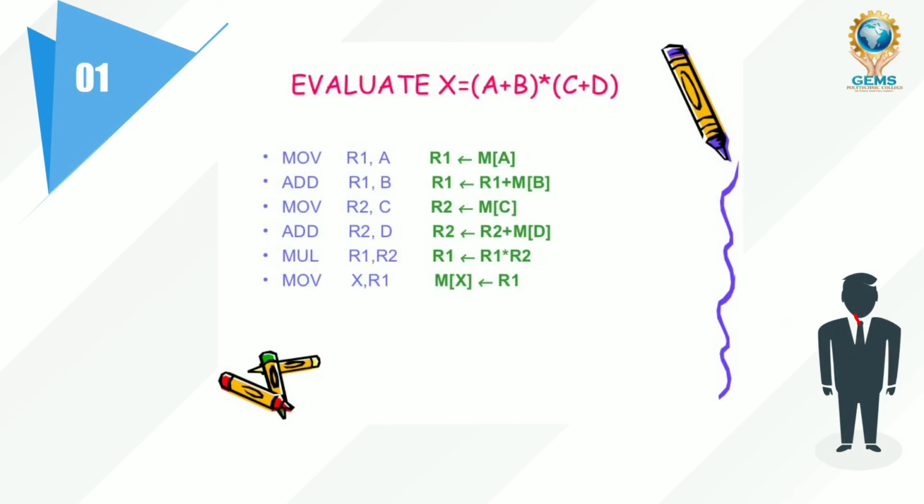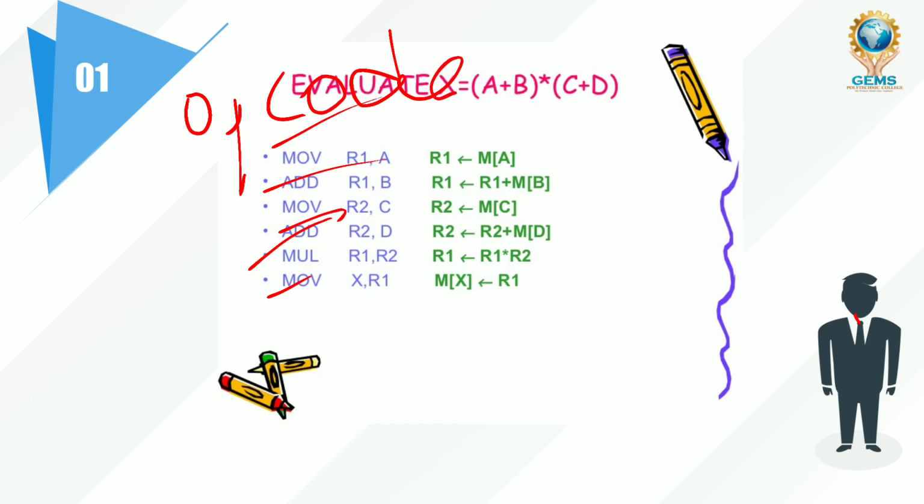Example: move, add, mul. These are called opcodes. The opcode talks about the operation to be performed on the data, whether it is subtraction, multiplication, division or addition. This is called a 2 address instruction.